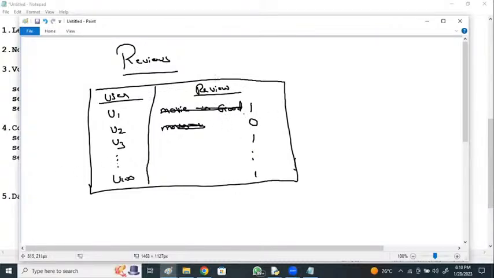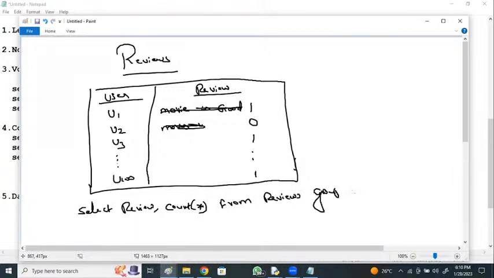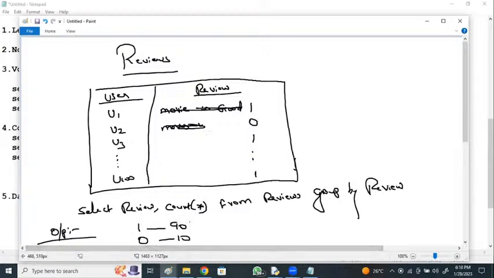Can you write an SQL query to count the number of ones and zeros? Means how many saying it's good and bad, right? We can write an SQL query for this, right? Count aggregation. Select review, review-wise count from which table? Reviews table, group by review. What is the output, right? Yes, zeros and ones, right? What is the count? 90 people saying the movie good, 10 people saying the movie bad, right? Assume.